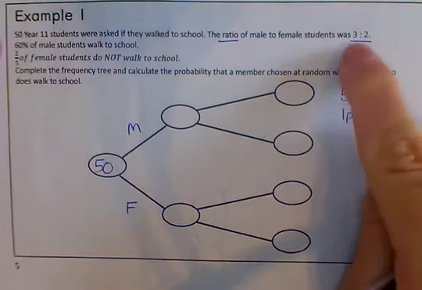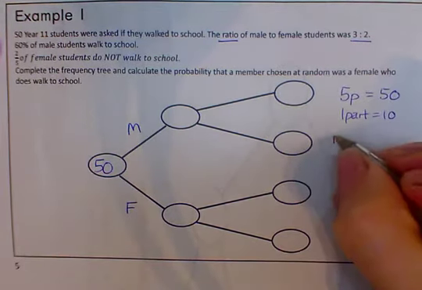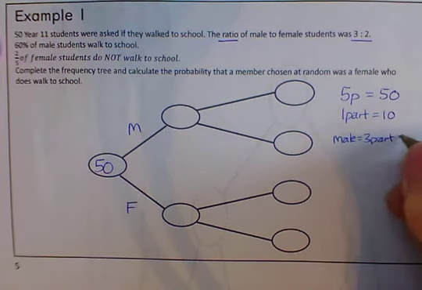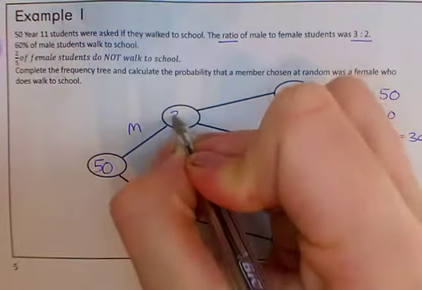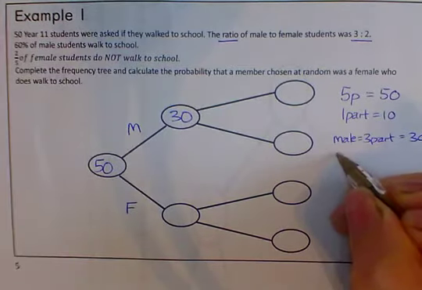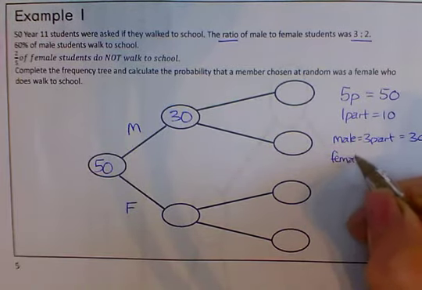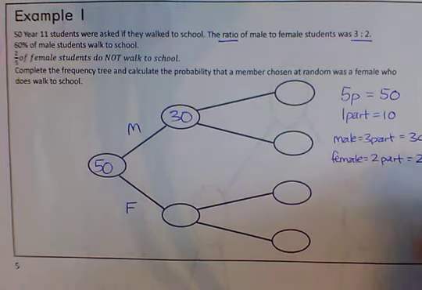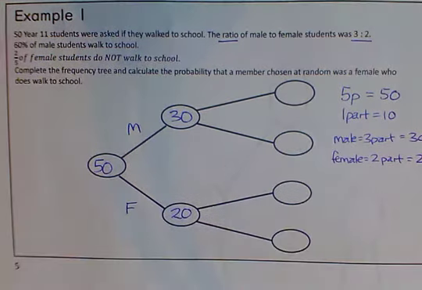And then we can see here that there are 3 parts which are male. So there must be 30 male students. And 2 parts are female students. So there must therefore be 20 female students.